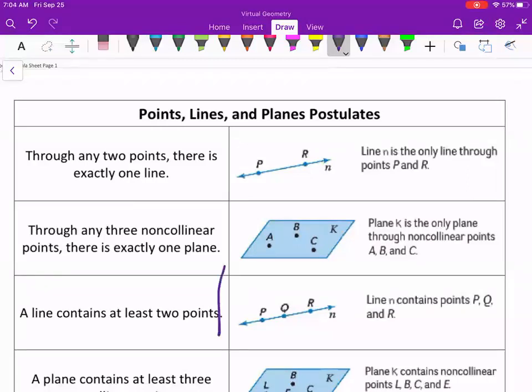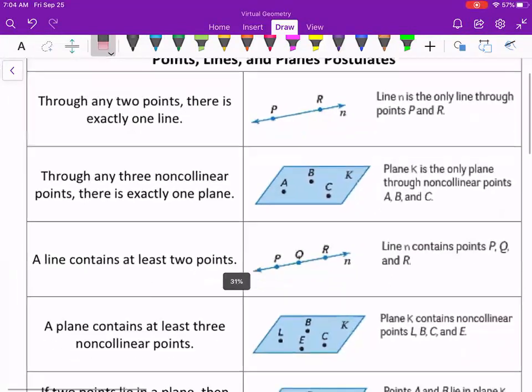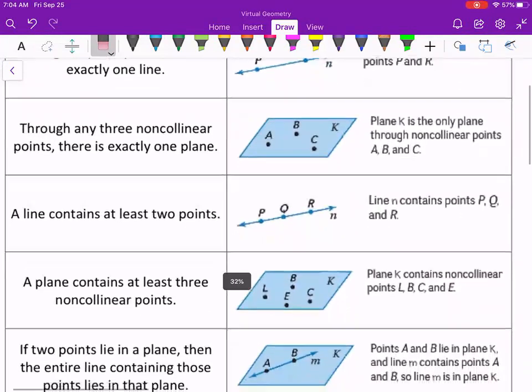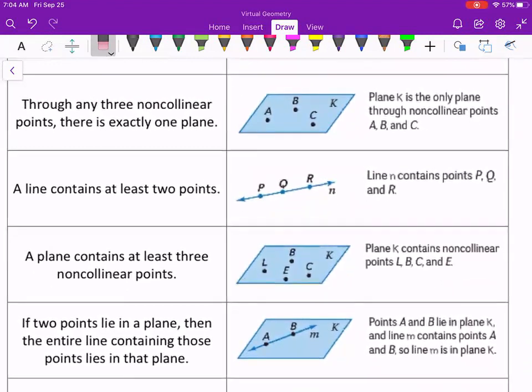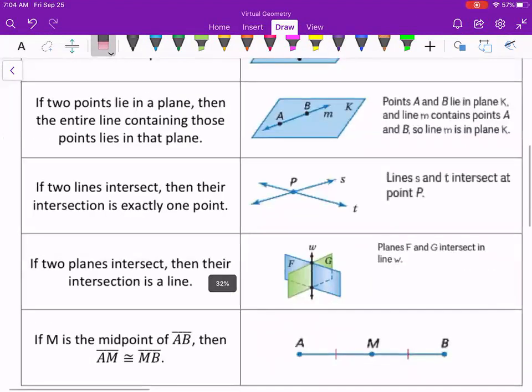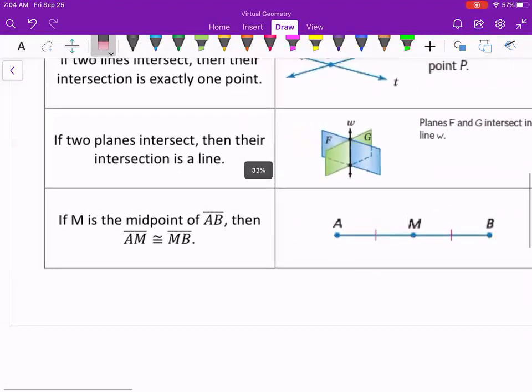This first set that we have here are the same postulates that were in my last video that deal with points and how many points you need to make a line, how many points you need to make a plane, how many points are contained in lines, and so on and so forth. Those are all the same postulates that we've already seen. They just have a little more detail with them now in some pictures.